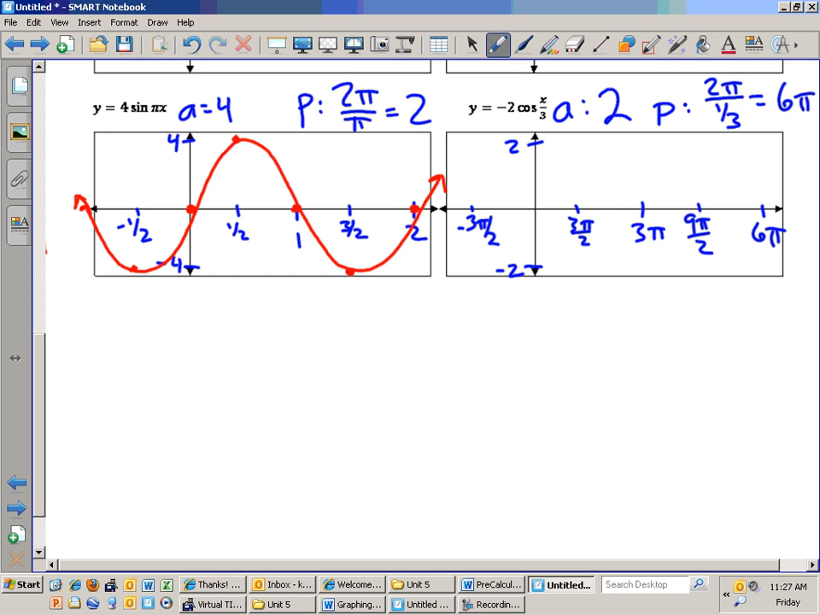So I've divided up my horizontal axis. I've divided up my vertical axis. Now I need to identify the start point and the direction. Is it going to start at 0? Is it going to start at 2? Is it going to start at -2? -2. Cosine normally starts at 1. It's amplified by 2, so it would go up to 2. And because it's negative, it will be reflected over the x-axis. Vertical reflection over the x-axis. So it's going to start down here. And where's it going to be at 3 pi over 2? 0. And at 3 pi? 2. At 9 pi over 2? And at 6 pi?